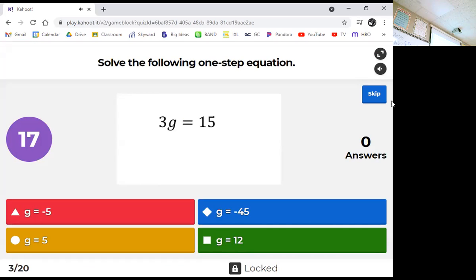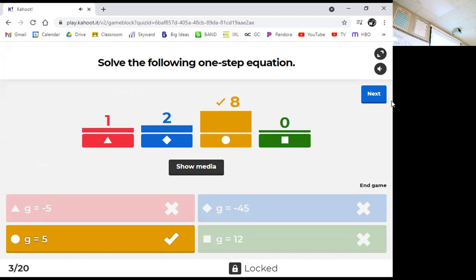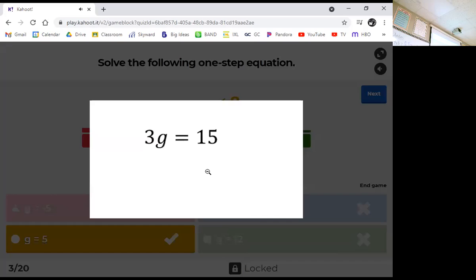3g equals 15. What's the 3 doing to the g, and do the opposite of that to both sides? The 3 is being multiplied to the g, so we're going to divide by 3, and 15 divided by 3 is 5. Okay. So just to clarify, since the 3 is multiplying to the g, we have to use inverse operations and divide. I saw some people put 45 as their answer. A multiplication equation has to be solved using division, and vice versa.